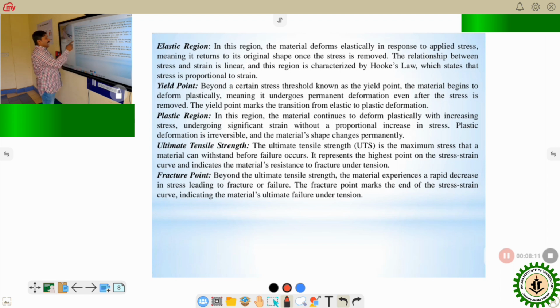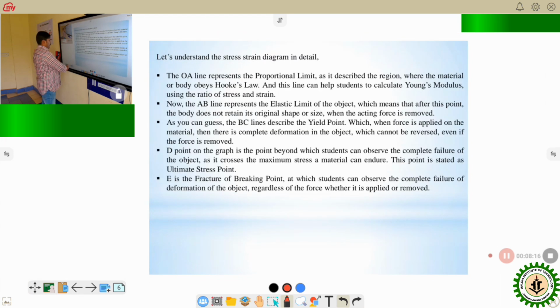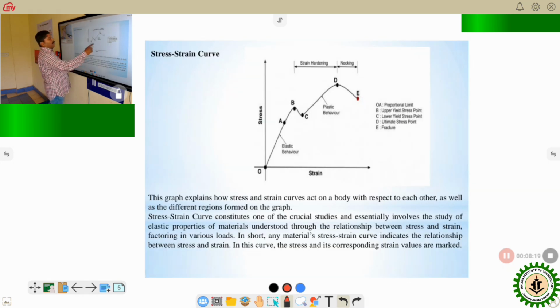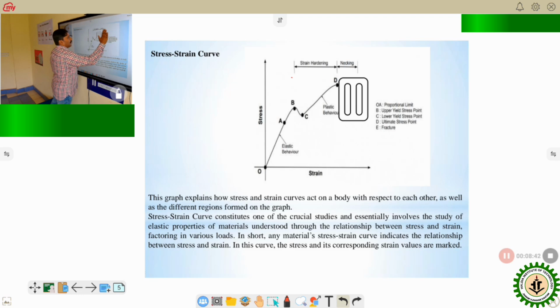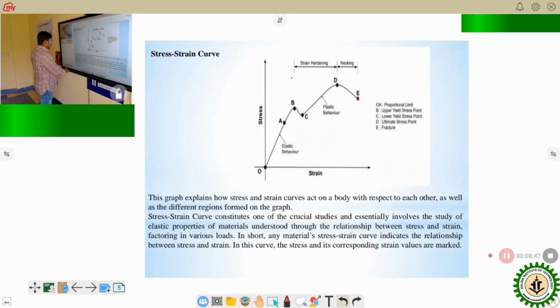Clear? Next point, in plastic region, you can see this is mainly the plastic region. Clear? Okay, I think all of you got that one. That is the plastic region mainly.